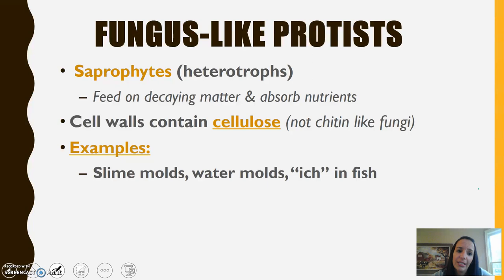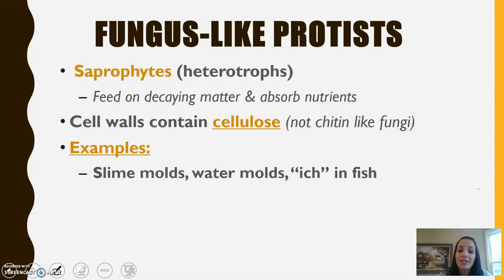And lastly, we have fungus-like protists. So these ones are also heterotrophs, but they feed on dead or decaying matter, so they're known as saprotrophs or saprophytes. Their cell walls also contain cellulose, which is unlike fungus, which have chitin as their cell walls.